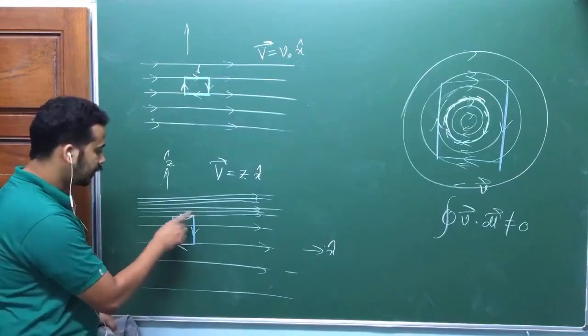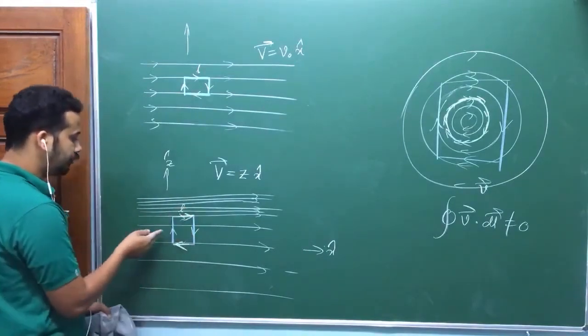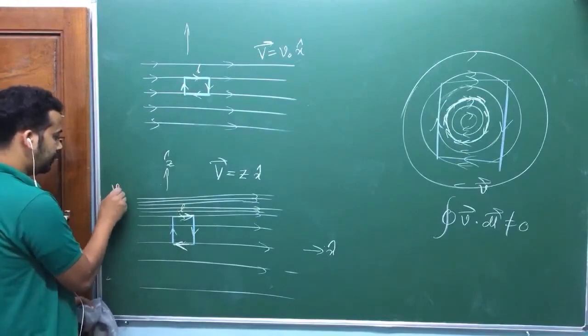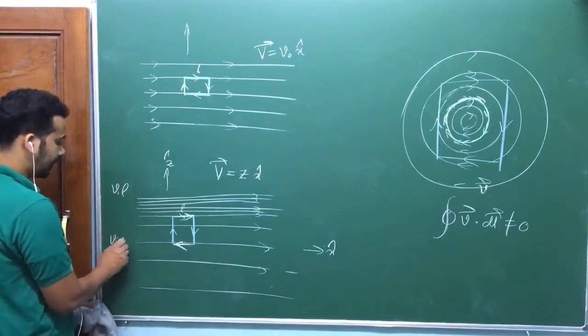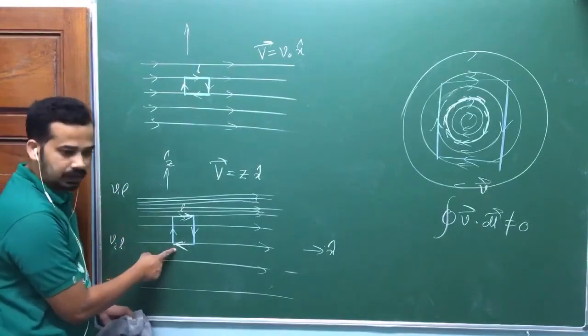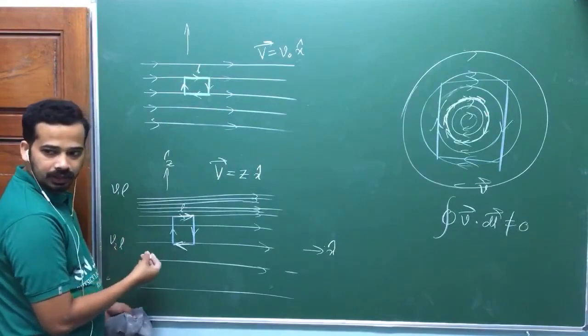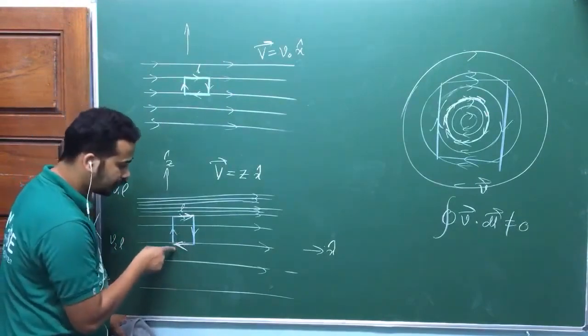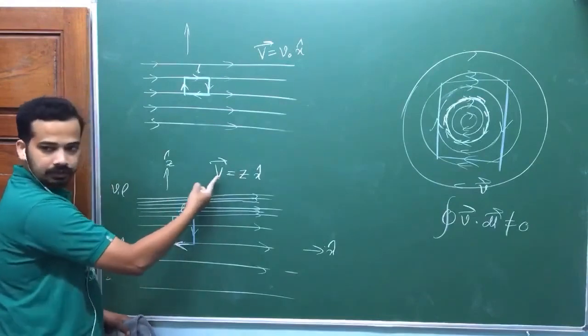When you take a dot product, suppose L is the length of this side. You will have some V1 into L here, and you will have some V2 into L here, where V2 is lesser. I can't show this here, I've shown only one field line, but actually your field strength is low here. If you move along the Z axis, your field strength is increasing. That's how I have taken it, am I right?